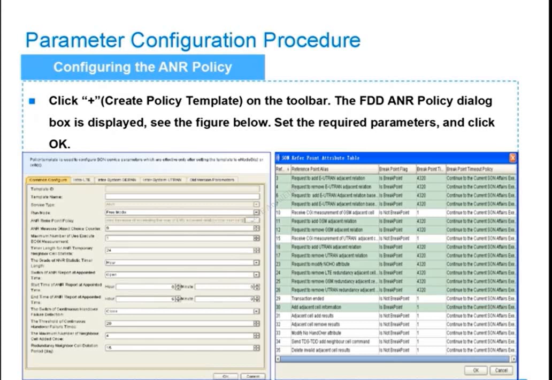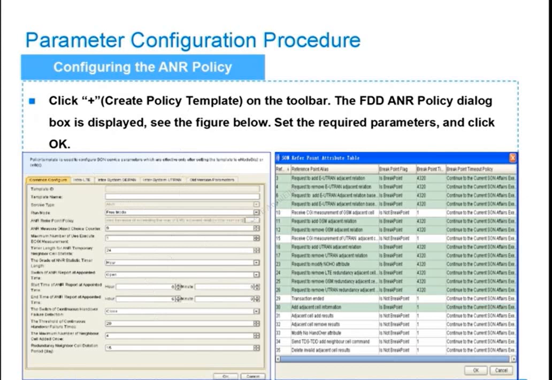For inter-RAT GERAN, you should configure the inter-system GERAN parameters. For inter-RAT UTRAN, you should configure the inter-system UTRAN parameters. So here it shows the common parameters.